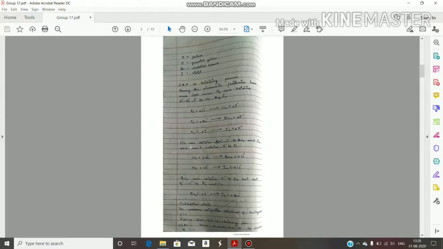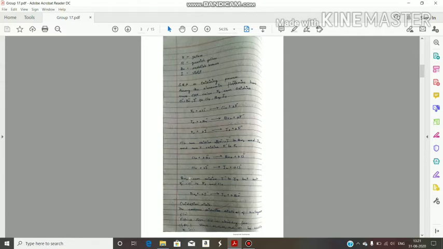Next, Cl2 can oxidize Br minus and I minus to Br2 and I2, because after fluorine, chlorine has more oxidizing power. That is why it can oxidize bromide to bromine and iodide to iodine, but not fluoride to fluorine, because compared to chlorine, fluorine has more oxidizing power. So these are the respective equations.